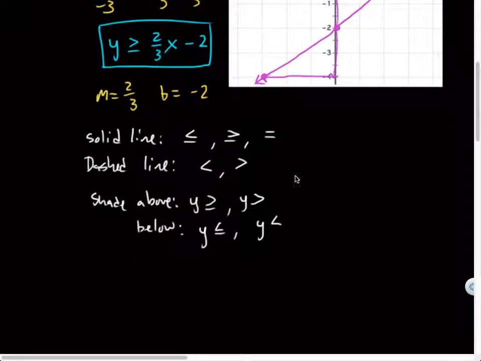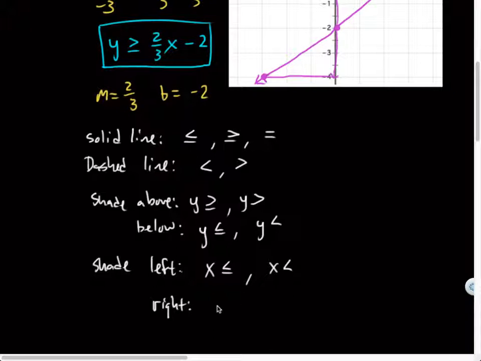There's one more situation I want to talk about with shading. I shade to the left anytime I have an equation that is x is less than or equal to a number, or x is less than, I suppose. And I shade to the right anytime I have x is greater than or equal to, or x is greater than some number.